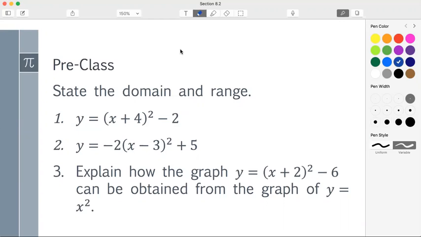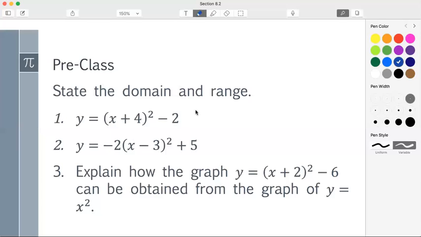All right, so let's get started with pre-class. So for numbers 1 and 2, you're going to state the domain and the range for these parabolas. And in number 3, you're going to explain how to translate this function. So for those of you on Ed Puzzle, go ahead and enter your answers for domain and range for number 1 and 2, and then write an explanation of how the graph would change, or the translation of the graph for number 3. And then once you come back to Ed Puzzle, I will give you the answers.